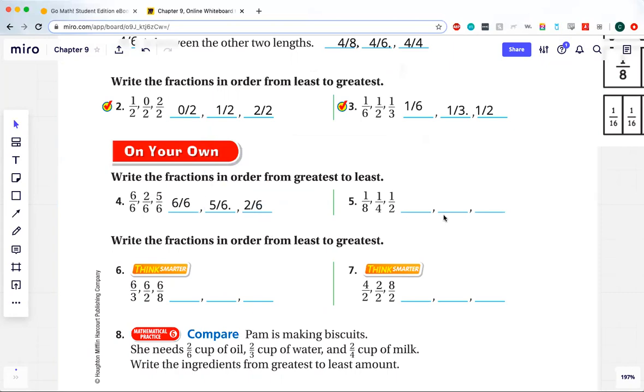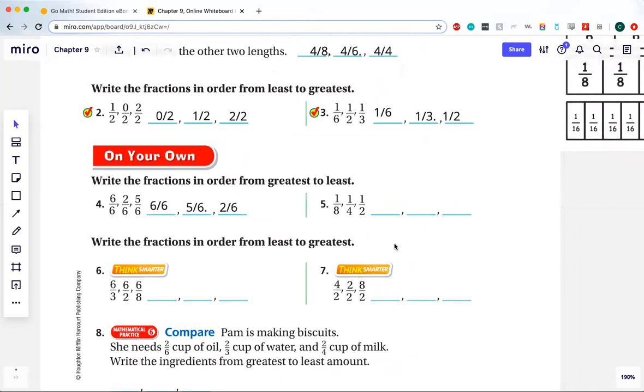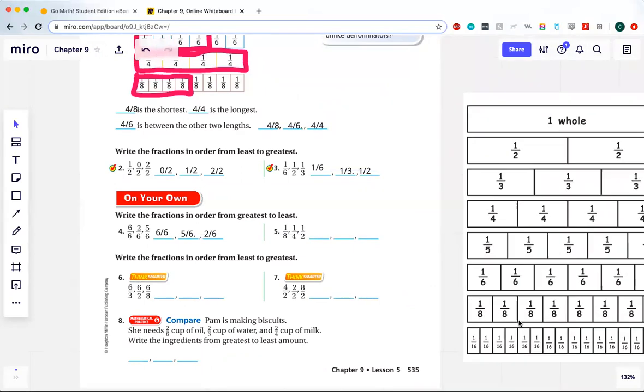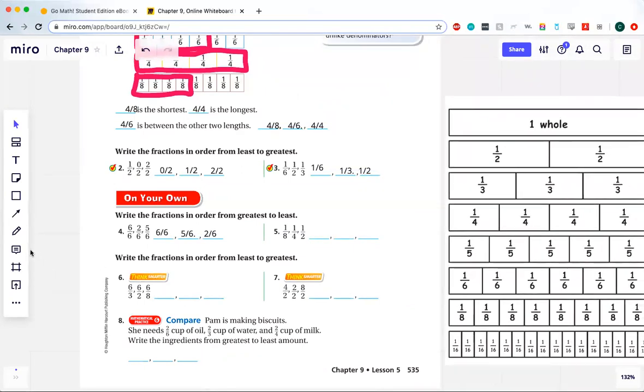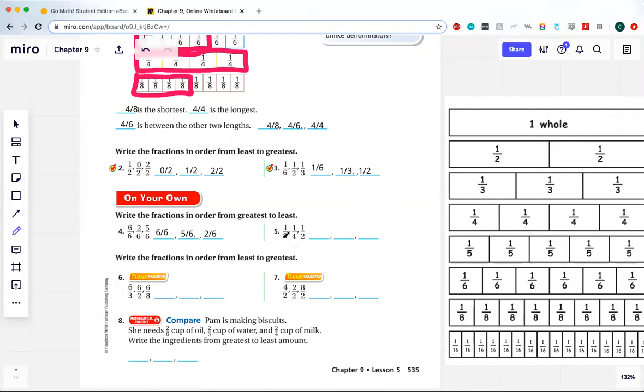All right. Let's take a look at number 5. This one's going to be just like we did with this one up above. So I'm going to go ahead and grab my fraction sheet because it helps me, and I'm going to color these in real quick. So 1 over 8. I'm remembering that the higher the number on the bottom, that denominator, the smaller the pieces are going to be. So here's my 1 over 8. Here's my 1 over 4. Here's my 1/2.